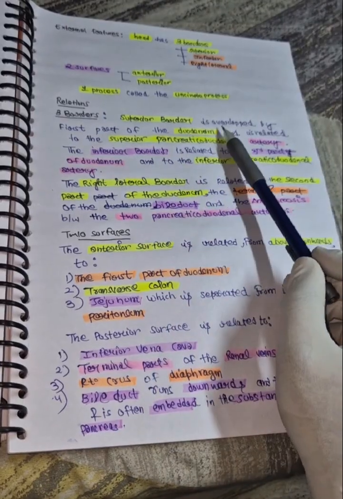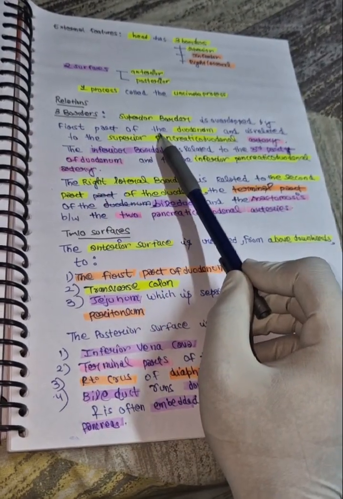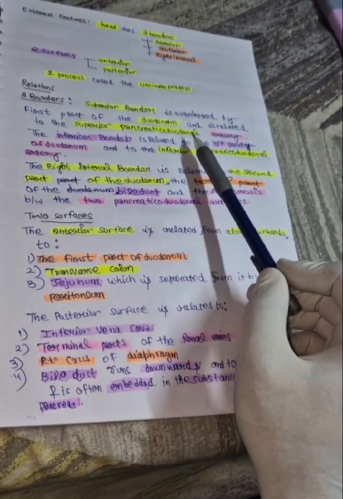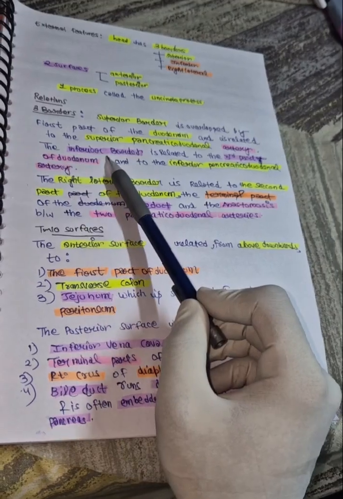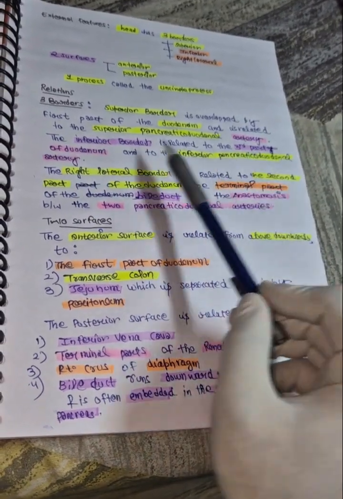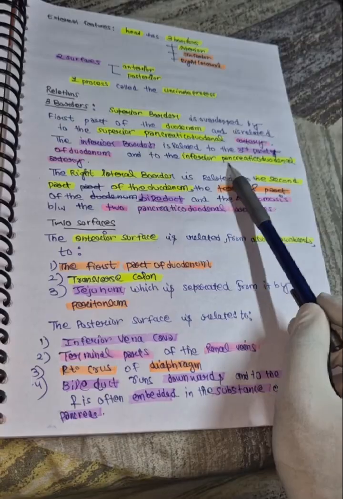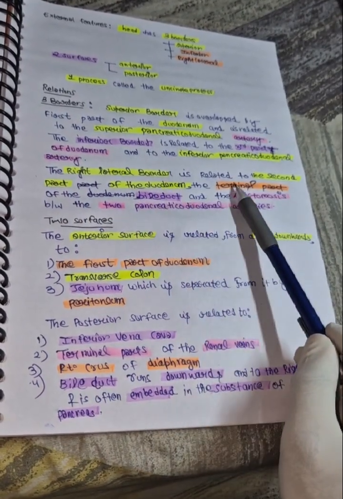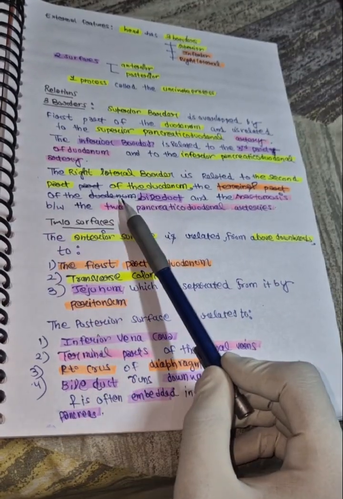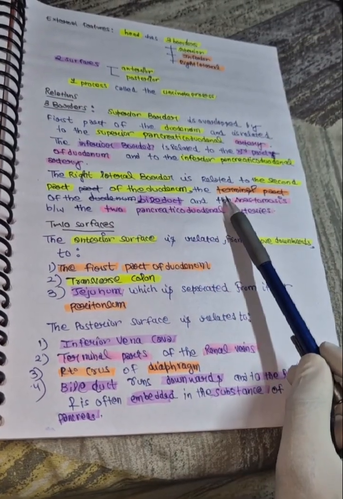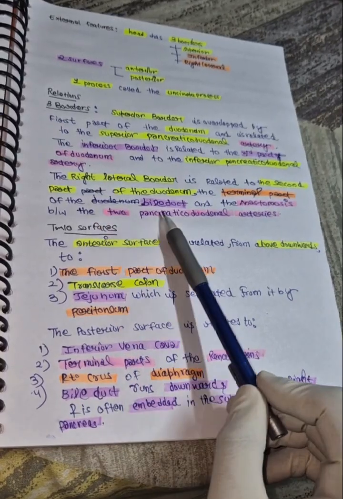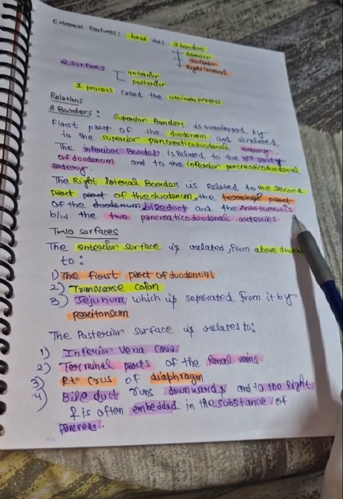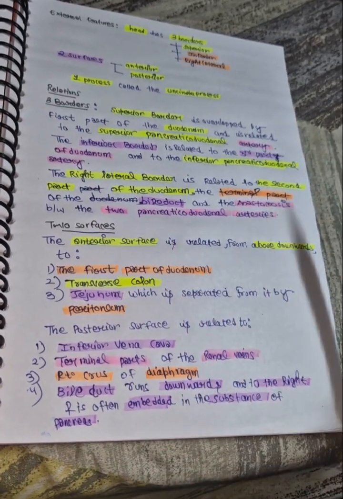So, the superior border is overlapped by the first part of the duodenum and is related to the superior pancreaticoduodenal artery. The inferior border is related to the third part of the duodenum and to the inferior pancreaticoduodenal artery. The right lateral border is related to the second part of the duodenum and the terminal part of the bile duct. So the anastomosis between the two pancreaticoduodenal arteries.